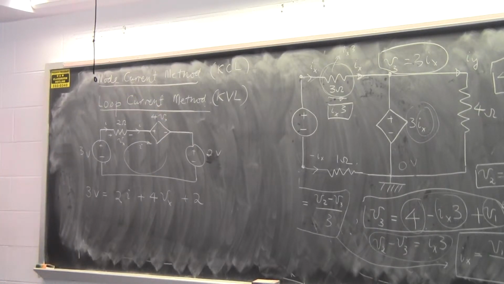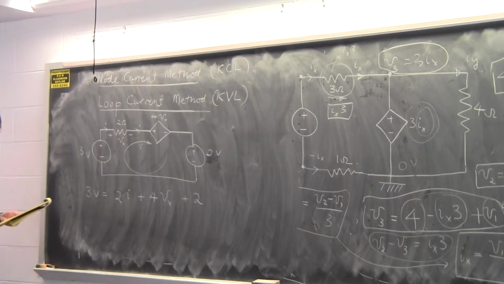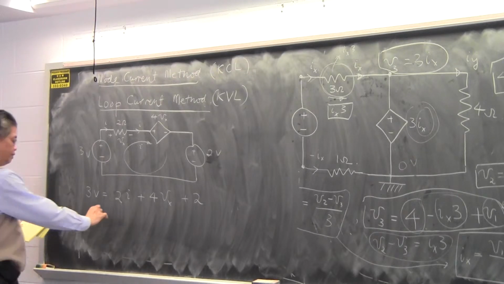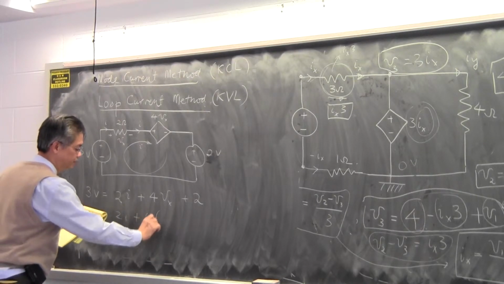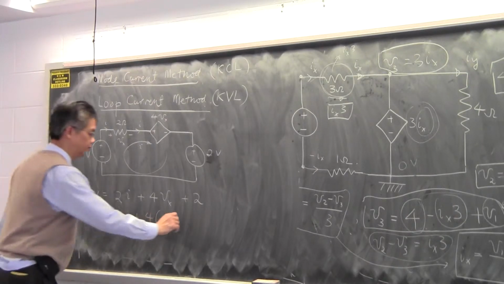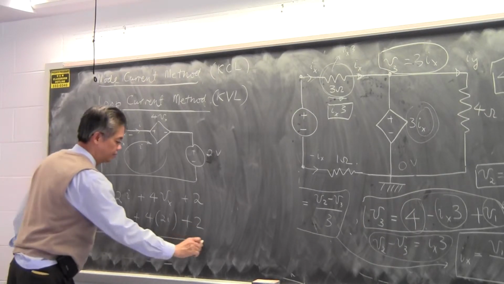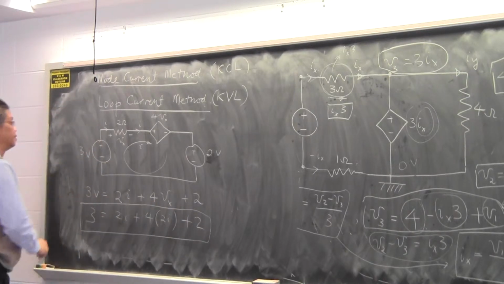But we know what Vx is. Vx is equal to I times 2 ohms. So we can also replace it with 2I plus 4 times 2I, that's Vx, plus 2. So this equation can be written as such, and then you can solve for your I. So, a very simple example of the loop current method. Let's do something that is slightly more complicated than this. Do you have any question regarding this? Define the current loop, and then apply KVL.